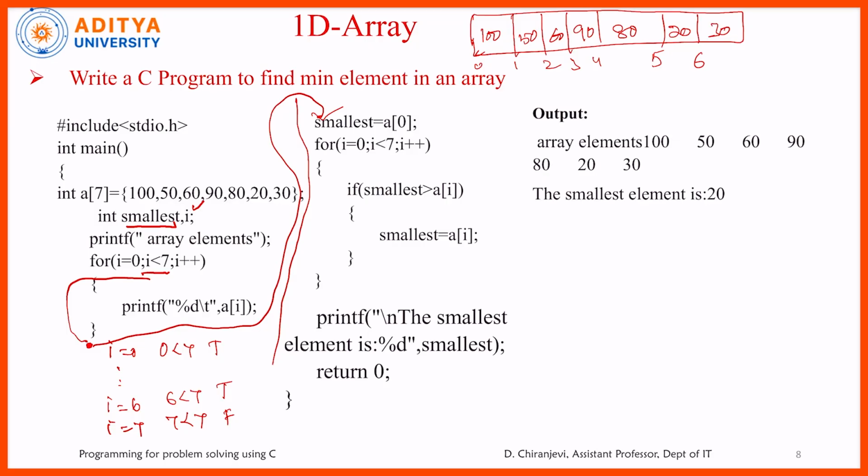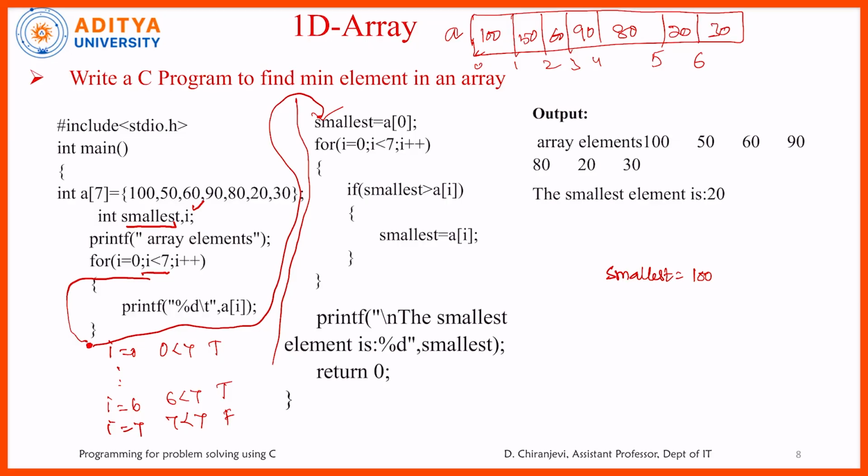When this condition is false, control will come here: smallest equal to a of 0. Here smallest equal to a of 0 is the assumption. You take the a of 0 element as the smallest element. That means your smallest value is a of 0, where a means the array name and 0 means index 0. So a of 0 is 100. The initial assumption is that the smallest value is the first element, that is 100.